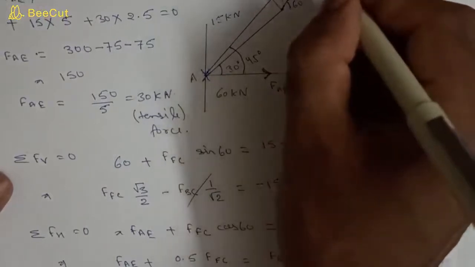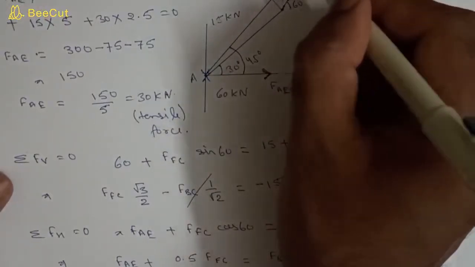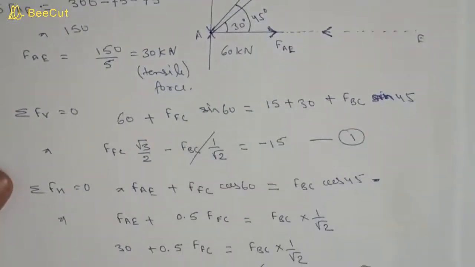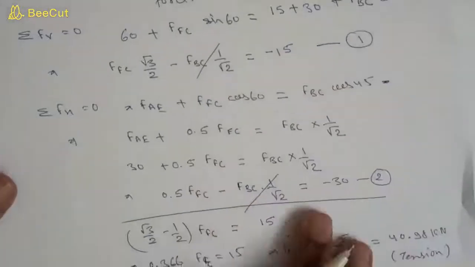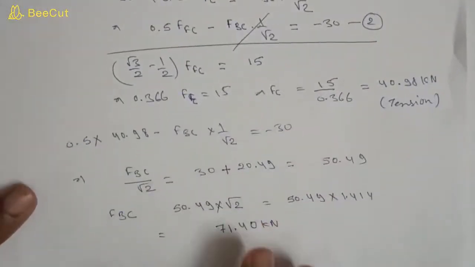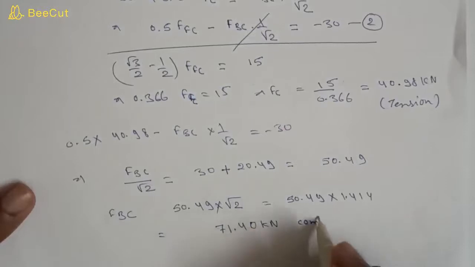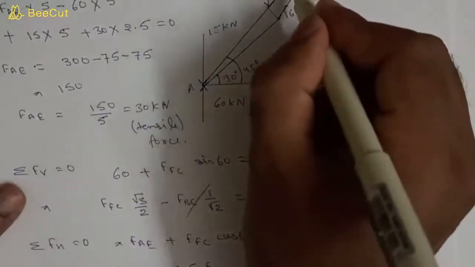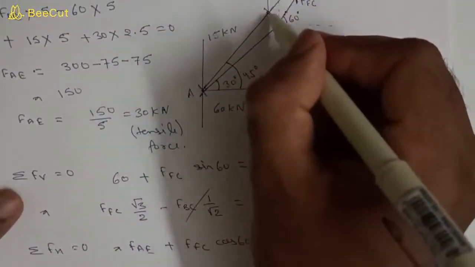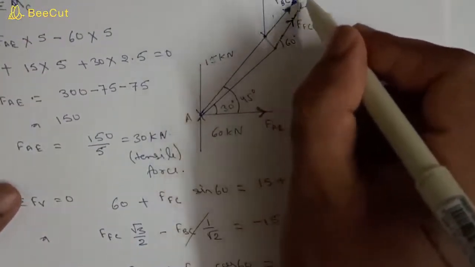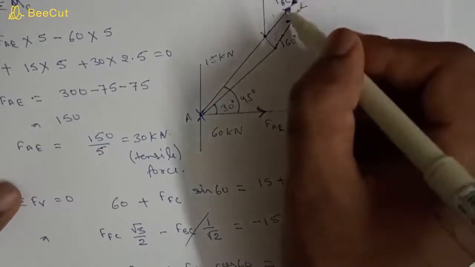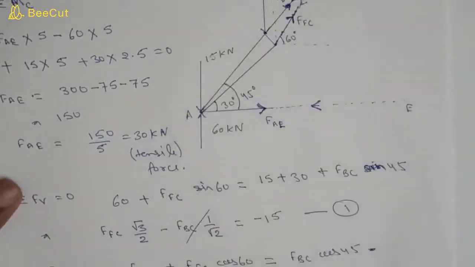So these two forces should be compressive forces. Because we have assumed at this joint it is in this direction, so at this joint it will be equal and opposite, and those are going outward, so outward forces are always compressive forces.